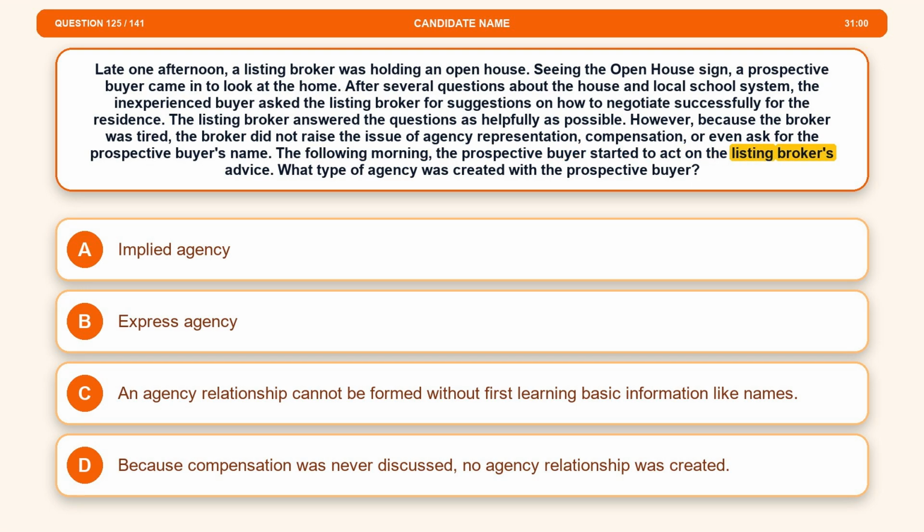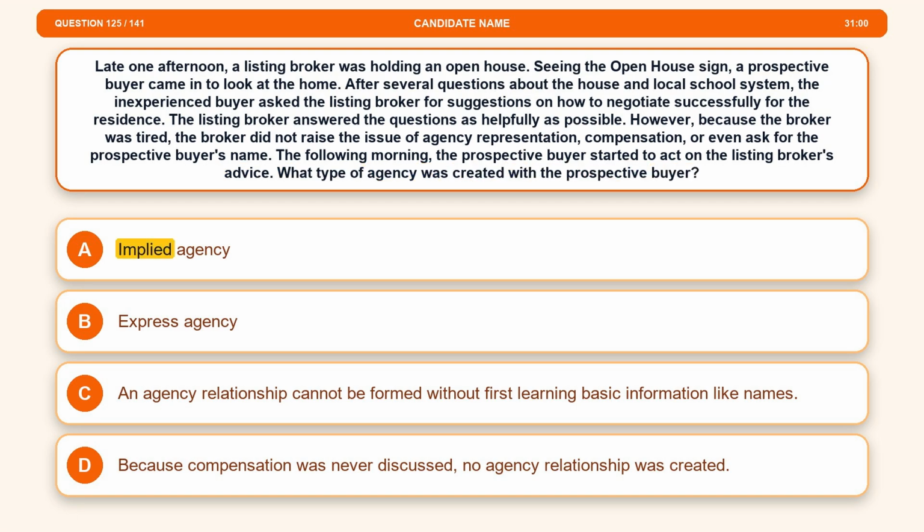What type of agency was created with the prospective buyer? Option A. Implied agency. Option B. Express agency. Option C. An agency relationship cannot be formed without first learning basic information like names. Option D. Because compensation was never discussed, no agency relationship was created.